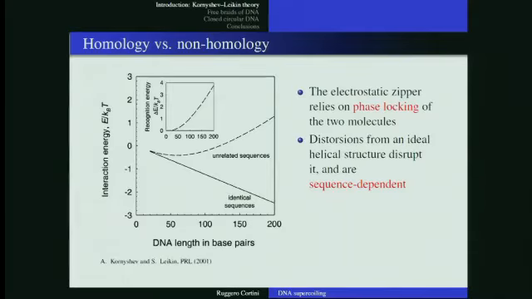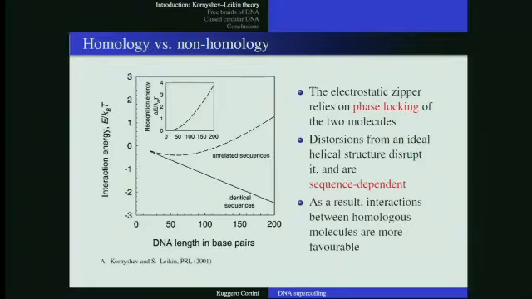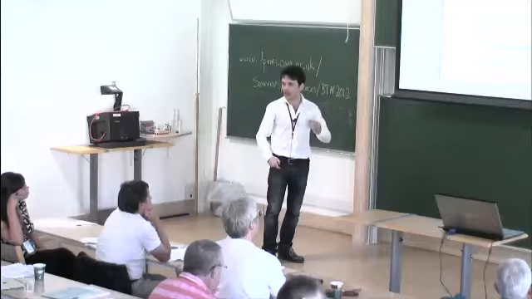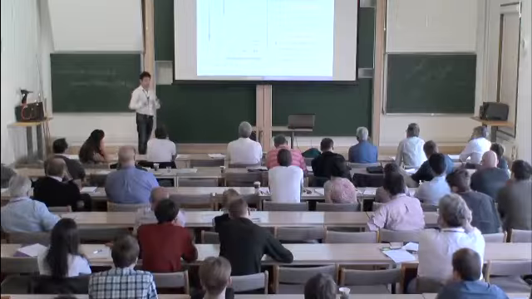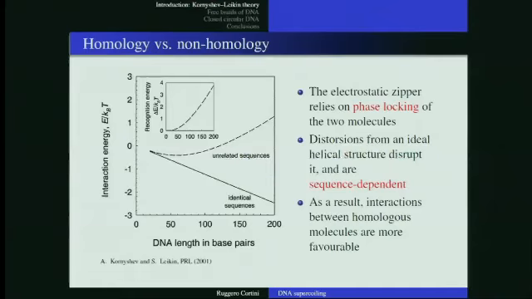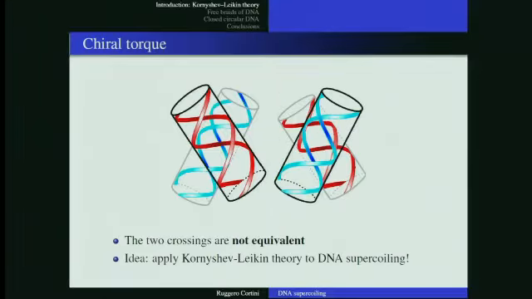As a result, for rigid molecules, what happens is, as a function of the DNA length, for identical sequences, the interaction energy continues to go down under the conditions in which attraction occurs. And at some point, unrelated sequences lose the favorable interaction energy. So the bottom line of the slide is that attractive interactions between homologous DNAs are stronger than between non-homologous DNAs, based on this mechanism of electrostatic zipper.